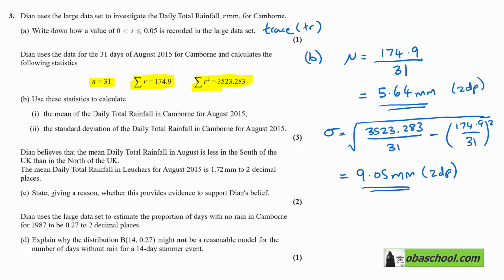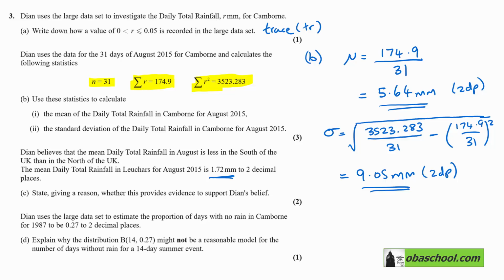Deanne believes that the mean daily total rainfall in August is less in the south of the UK than in the north of the UK. The mean daily total rainfall in Lucas for August 2015 is 1.72 to 2 decimal places. State, giving a reason, whether this provides evidence to support Deanne's belief.